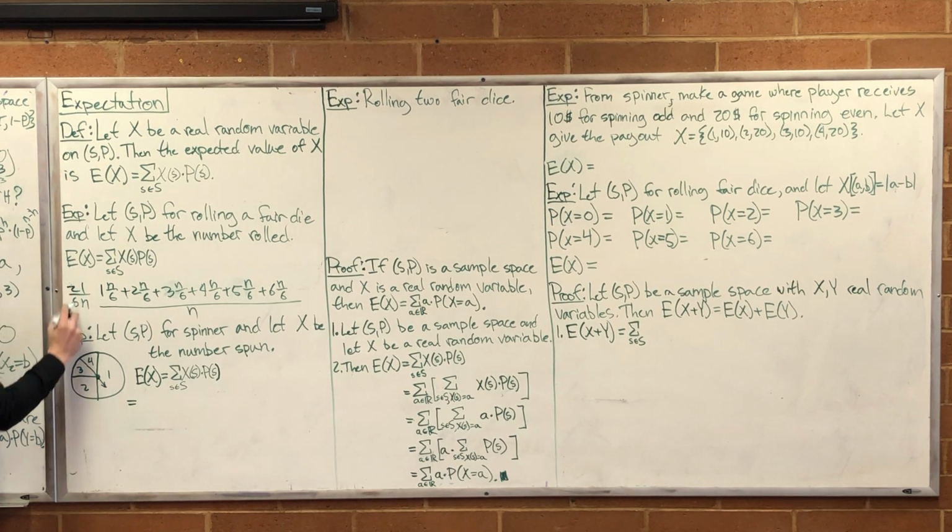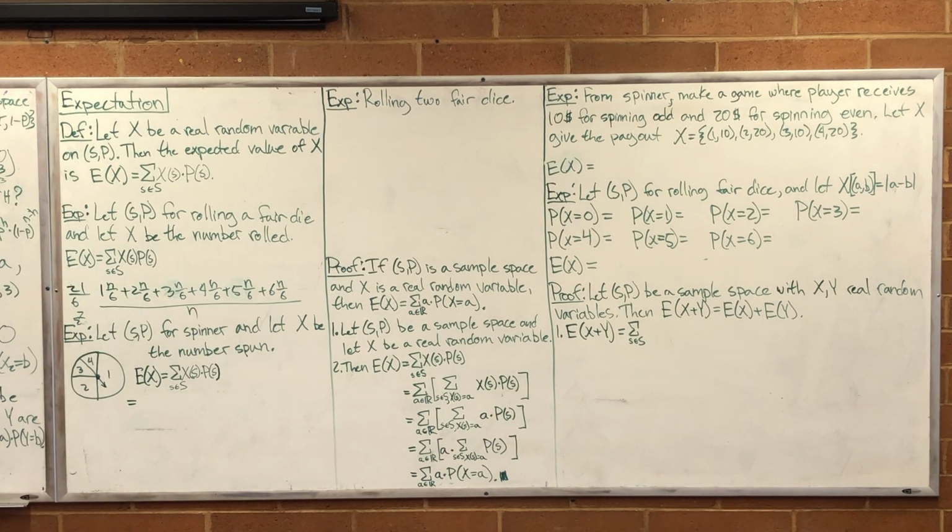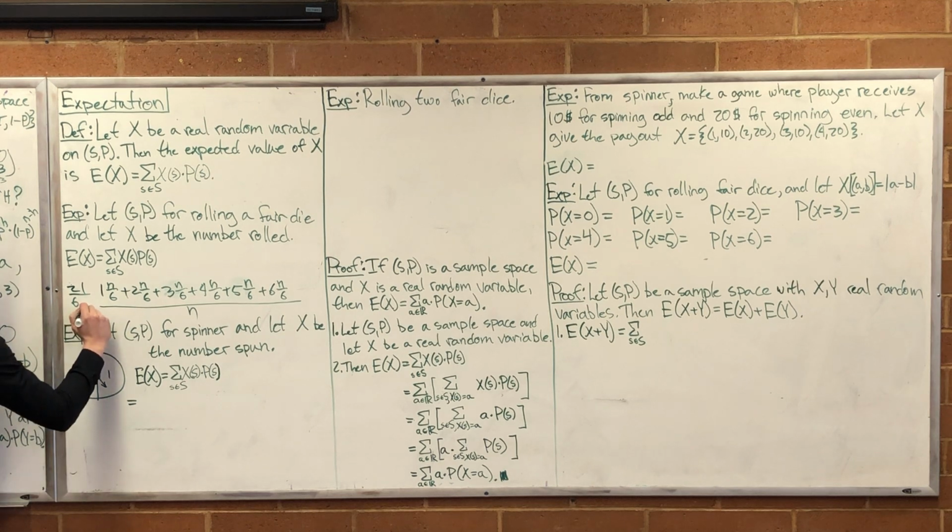Cancel out 3 top and bottom. You're left with 7 over 2n. Oh, the n's cancel out because we also have n's up there. Factor out an n from the numerator. That cancels out with the denominator. Right? So I'm left with 21 over 6, or 7/2, or 3.5.